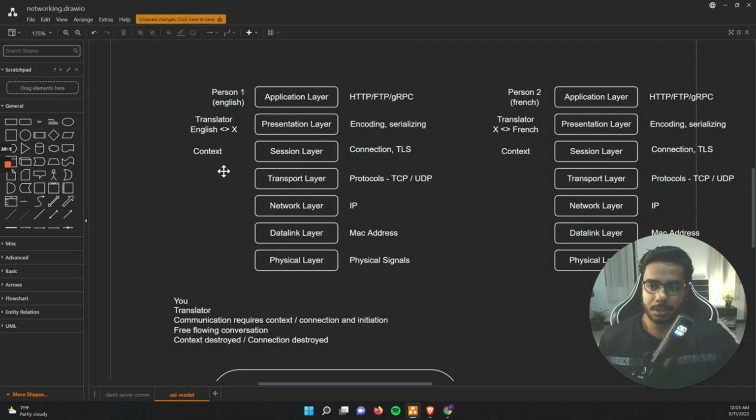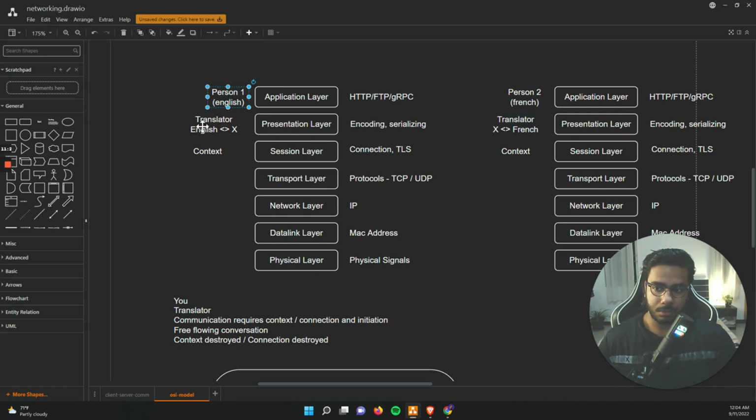So what we are doing is, person 1 is trying to speak to person 2. Person 1 speaks English, person 2 speaks French. So there will be a translator. Every translator in the world knows the language X, let's say, and they have their own specifics from the X. So this translator can translate English to X and vice versa, and this translator can translate French to X and vice versa.